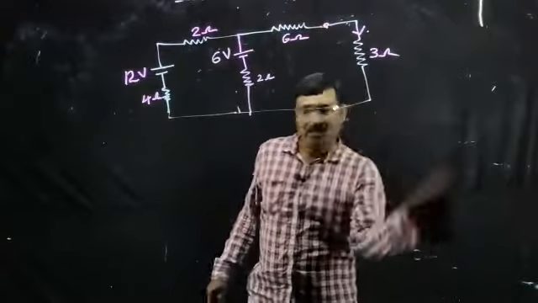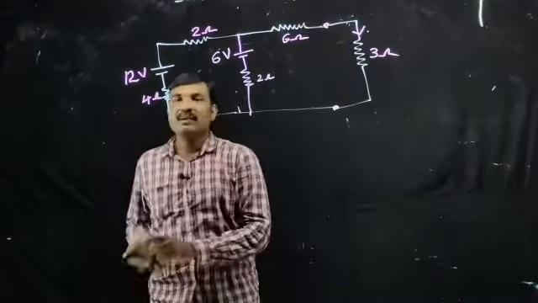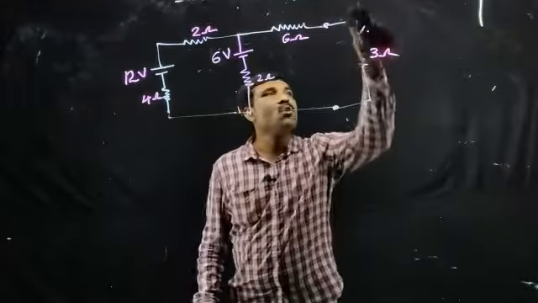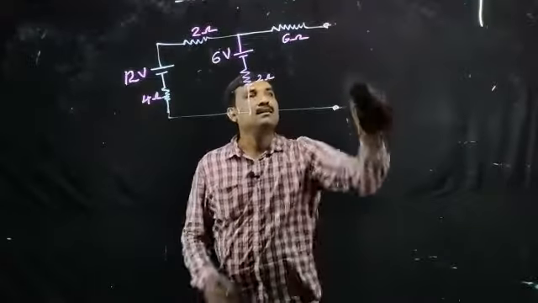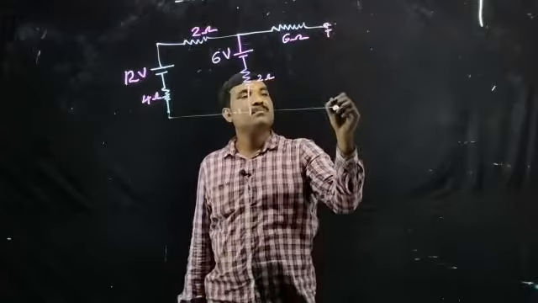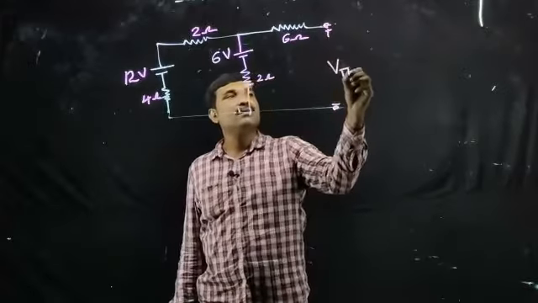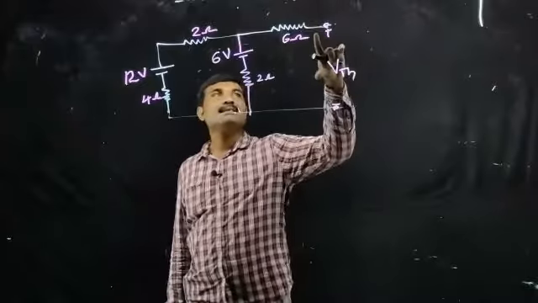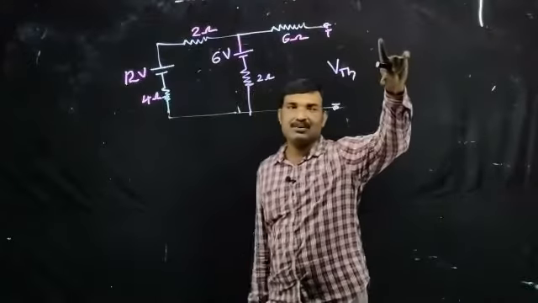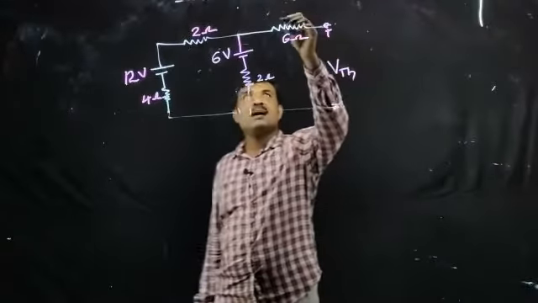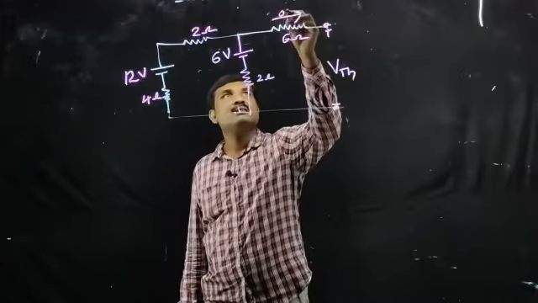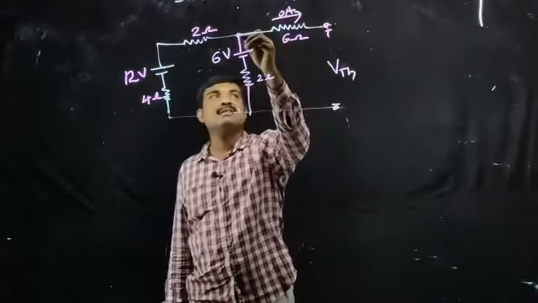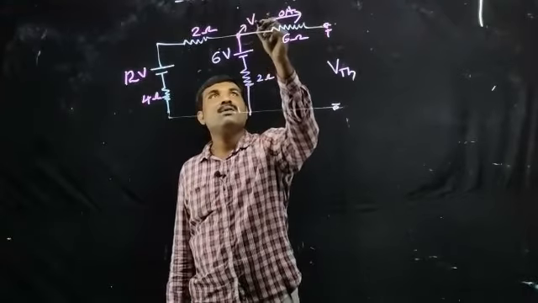Now we want to determine VTH and RTH. For determining VTH, what we have to do? We just open circuit the load terminal. Right. Now we are given the polarity plus minus. This voltage is our VTH. Right. Okay. So since the load is open circuit, the current flowing through this resistance becomes 0 ampere. That is, no current will flow through this 6 ohm. So the potential at this node is the same as that of VTH.